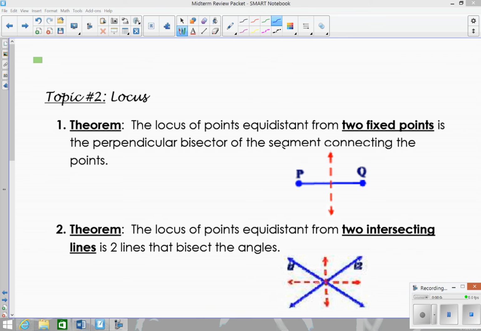Topic number 2 is locus. Locus is the set of all points that satisfy a given condition. So there's 5 basic theorems for locus, or 5 situations that'll always occur.